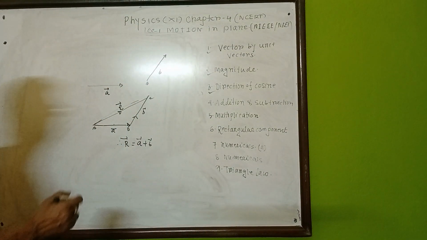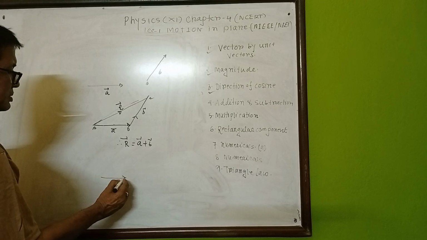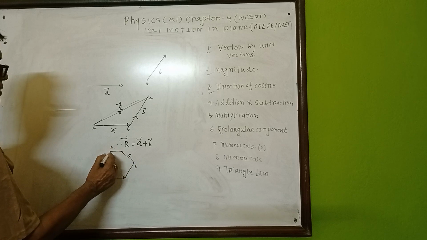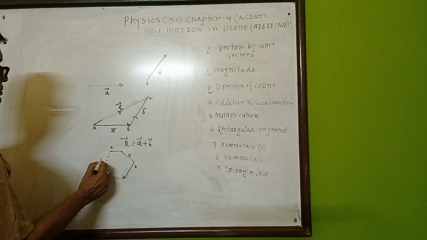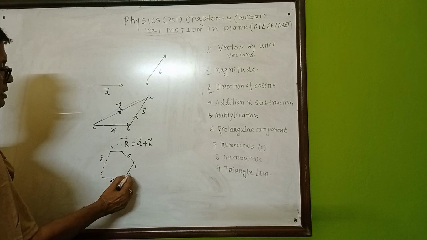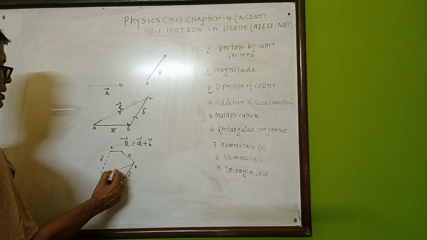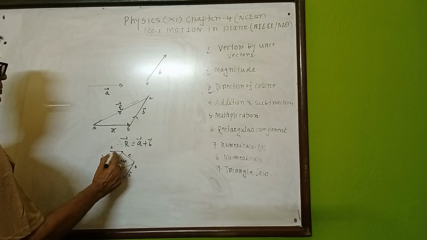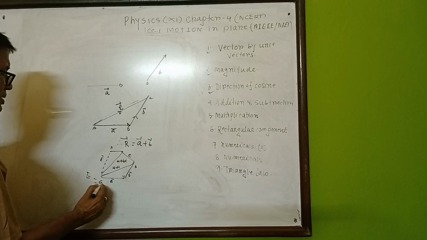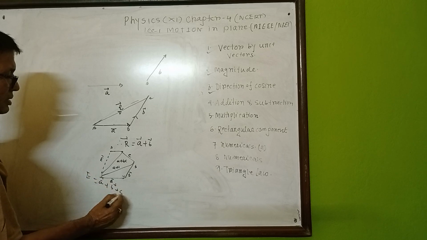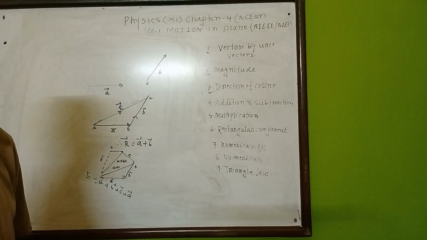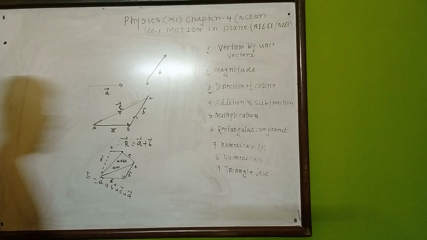Another law is the polygon law. Polygon law means many vectors are there, A, B, then C, then D, then to complete the polygon you take another, E. This diagonal will be A plus B, then this diagonal will be A plus B plus C, then A plus B plus C plus D. So these are the important laws: polygon law, triangle law, and law of parallelogram, law of vector addition, cross product, dot product. I am coming one by one.